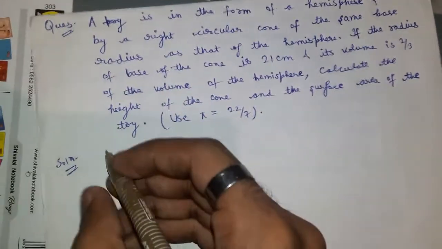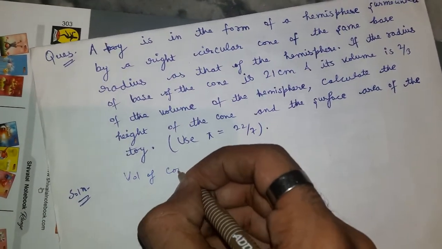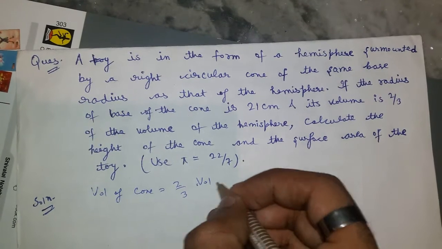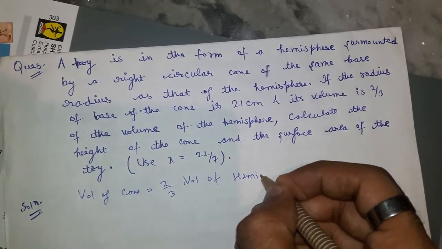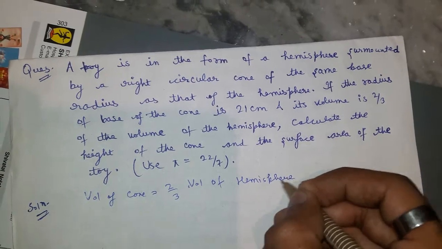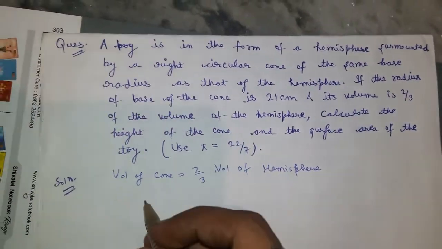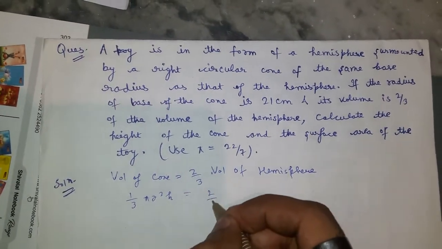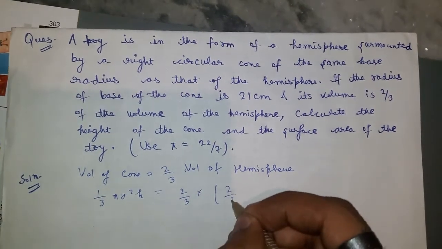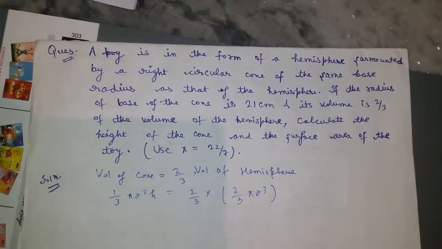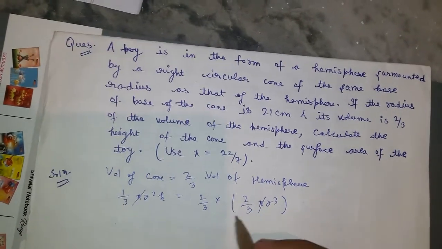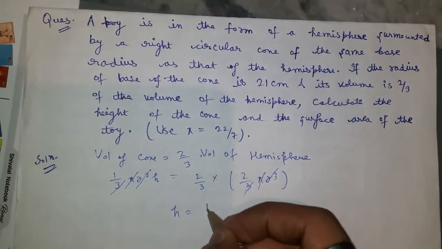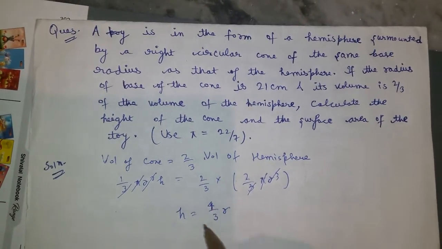Okay, so what is given? The volume of cone is equal to 2 by 3 of volume of hemisphere. Okay, so this is given in the question. So what is the volume of the cone? 1 by 3 pi r square h is equal to 2 by 3 into volume of hemisphere, which is 2 by 3 pi r cube. Here we can cancel, like pi is going to cancel, 3 is going to cancel, and this r square is going to cancel. So what we are getting? H is equal to 4 by 3 r. Okay, so we are getting h equal to 4 by 3 r.